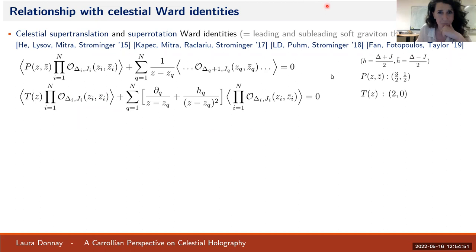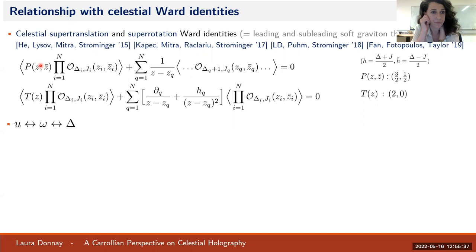So sometimes I told you that there are these celestial Ward identities where you had this insertion of this current, which was a 3/2, if you remember, it obeyed this Ward identity. When you have this shift of the dimension here, the h was shifted by a half, which namely means delta is shifted by one. And we had this very nice object, which was a stress tensor in celestial CFT. And these are nothing but the leading and subleading soft graviton theorems, as shown in this body of literature. So now, in celestial holography, things are labeled by delta.